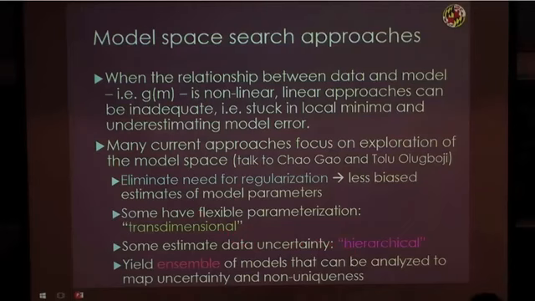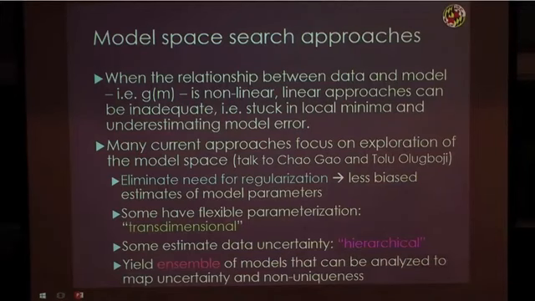Sometimes these methods also estimate the data uncertainty. Like if you don't know what the data uncertainty is, they can add that as a parameter in the inversion. Then they're called hierarchical. And finally, what these approaches in general do, instead of allowing you a single model, is create a whole ensemble of models. In other words, millions and millions of models that you can then analyze to figure out what the uncertainty is and what the takeaway points are that you can really rely on.